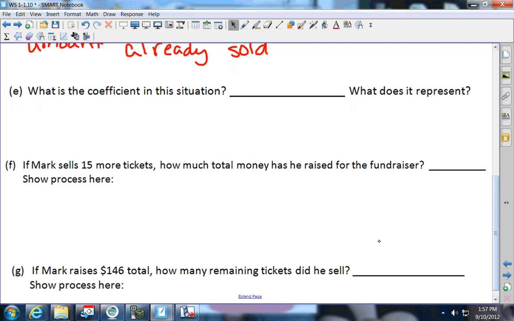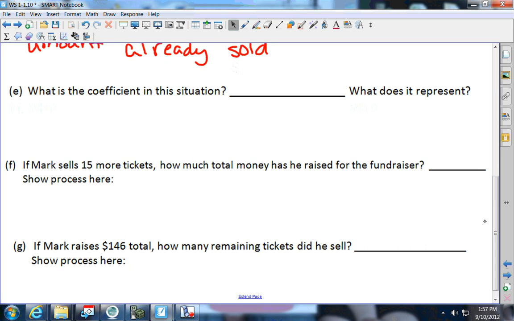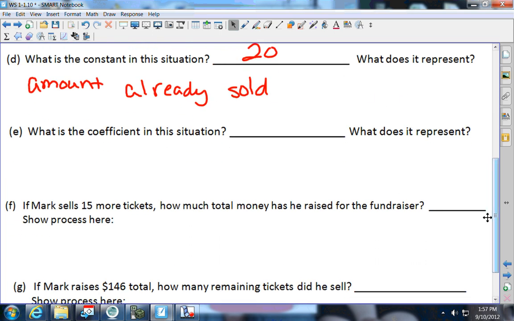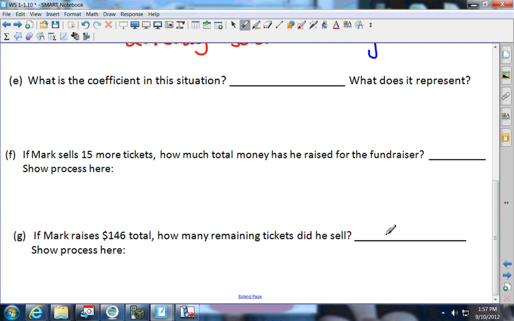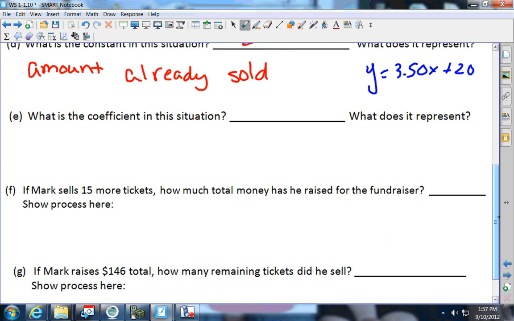Well, let's see if I can move this up a little bit. Okay, so we have our equation Y equals 350X plus 20. Let me make sure I did that right and didn't go too far. Yep. All right. What's the coefficient in this problem? You can pause the video and answer these last 3. The coefficient is $3.50. This is the cost per ticket.